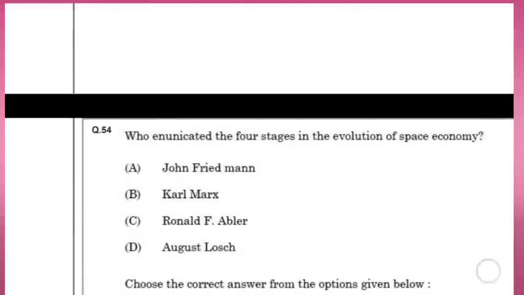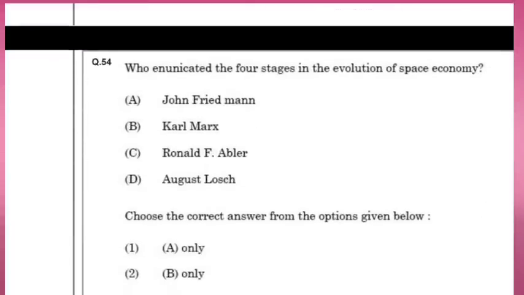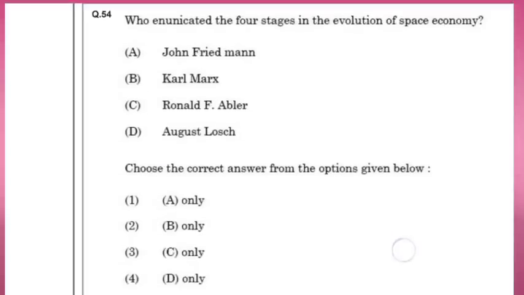And next question, who enunciated the 4th stage in the evolution of the space economy basically. Choose the correct answer: John Friedman, Karl Marx, Ronald F. Walbert, and August Losch. Their option is 1, John Friedman, the correct answer. Option 1 is the correct.